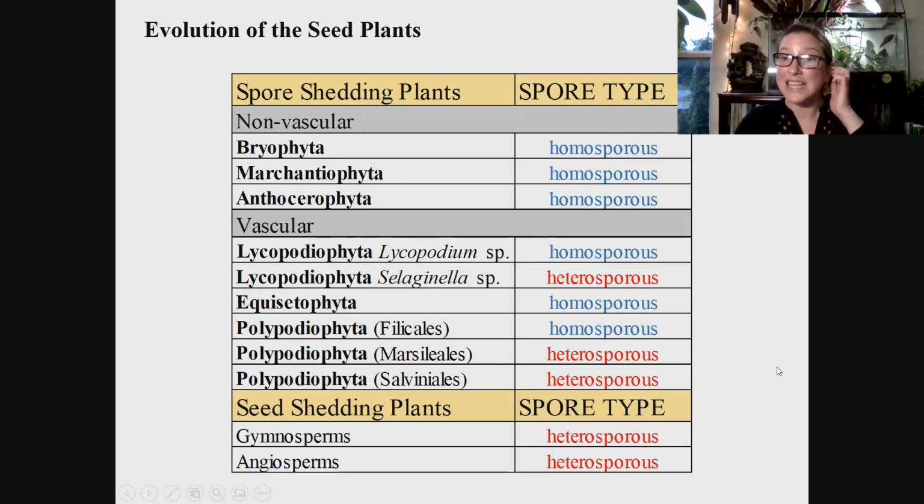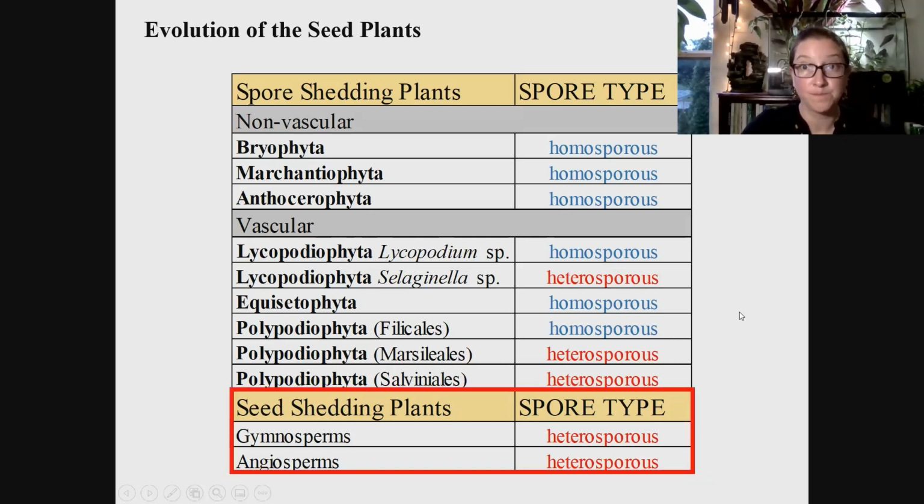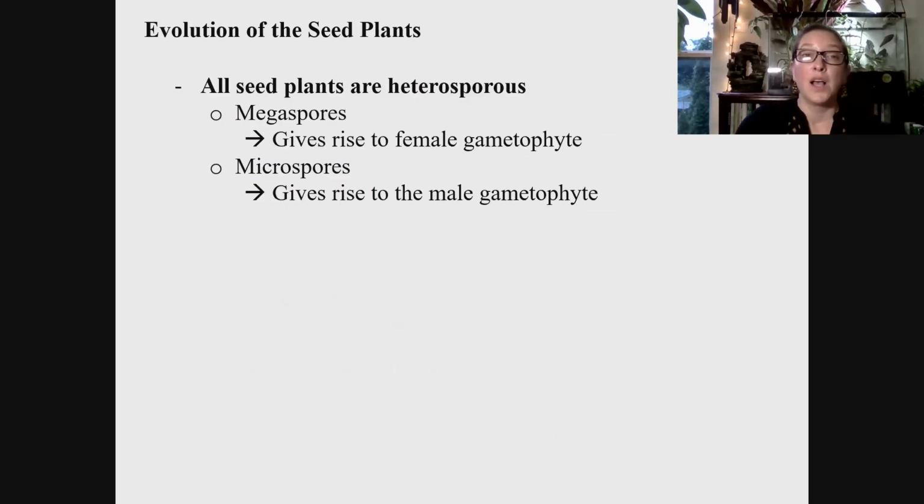Then we get to the seed-shedding plants, which we're going to talk about today. We'll start with the gymnosperms. And look, seed-shedding plants always make two types of spores. That's what I'm trying to get you to see. All seed plants are heterosporous. They have megaspores and microspores. Megaspores give rise to the female gametophyte plant, and microspores give rise to the male gametophyte plant, just like we saw in Selaginella.